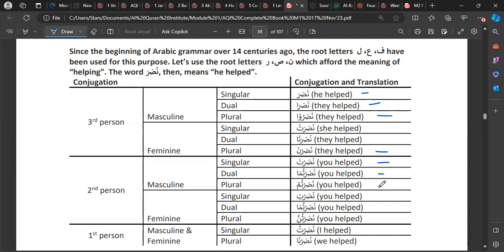Nasartuma, you two helped. Nasartum, you all helped. So second person, you're talking to the person, they're male and it's plural, jam. Then we have the feminine version here, nasarti, you helped, feminine. Nasartuma, you helped, jewel. Nasartunna, with the shadda at the end. You all helped, feminine, female.